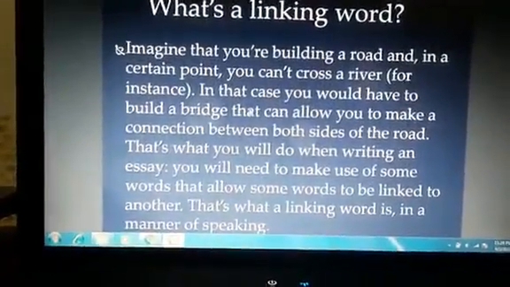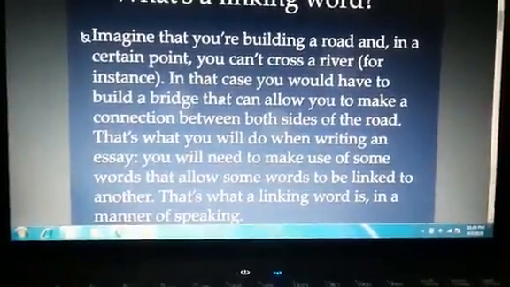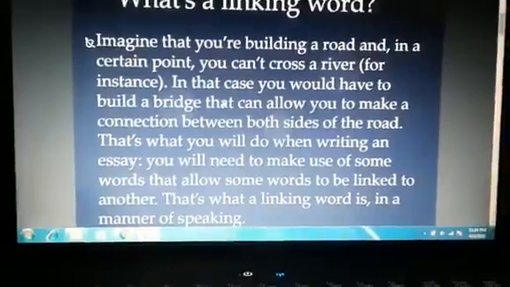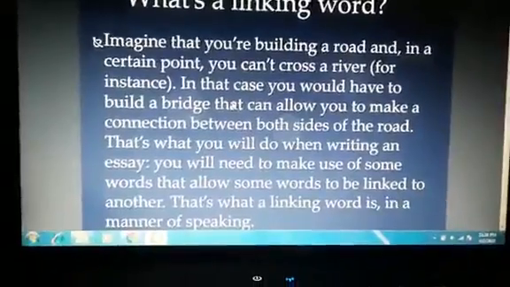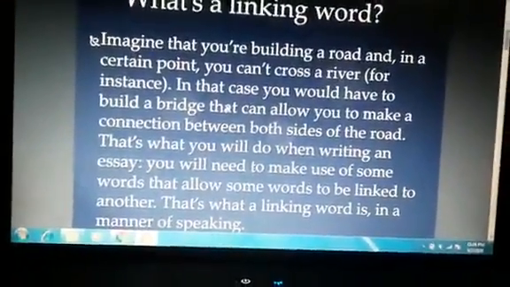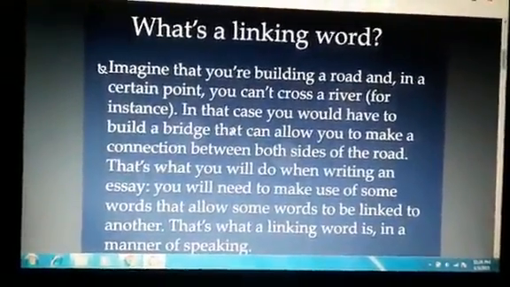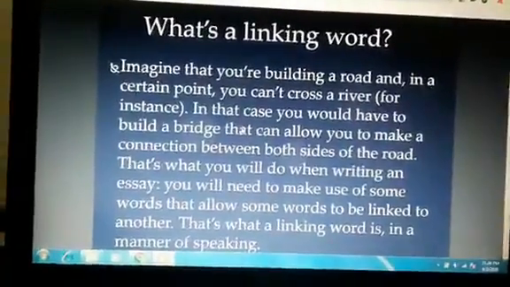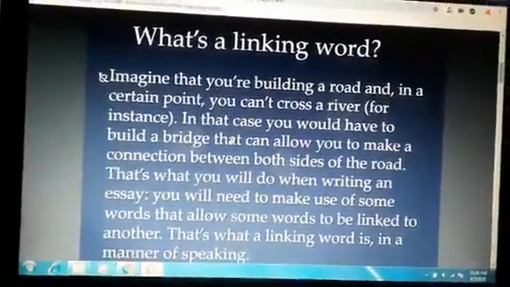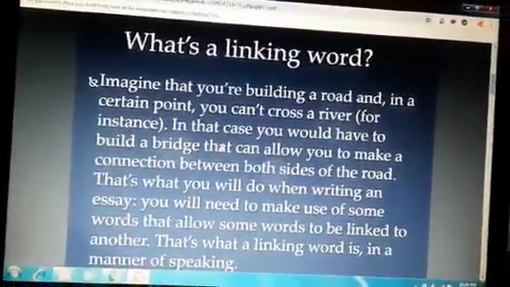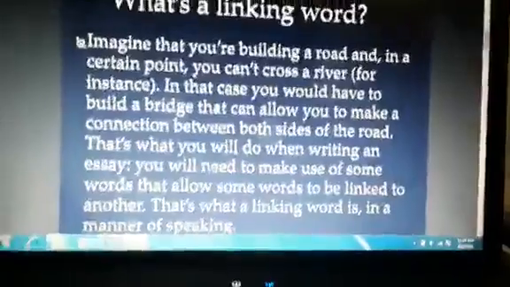Imagine that you are building a road and at a certain point you can't cross a river and we want to go ahead. In that case we have to build some bridge or a pathway which can connect both sides of the road. It is the same case when we write an article, an essay, a story, any kind of writing. We have to connect two sentences and then we use linking words. That is what a linking word is, in a manner of speaking.